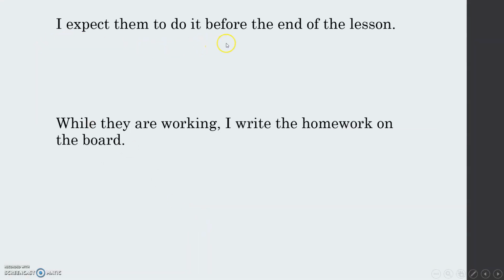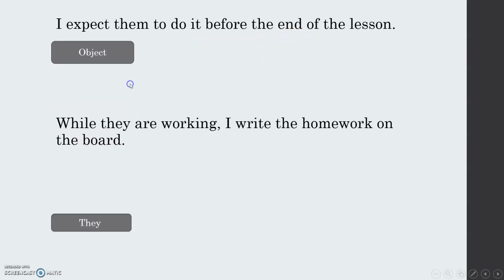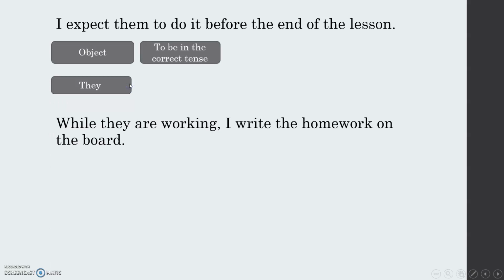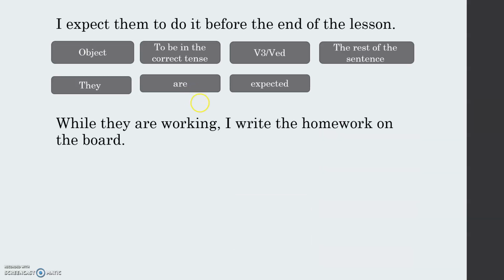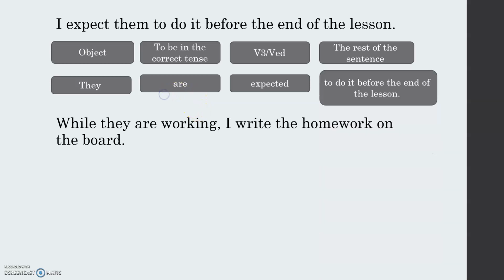I expect them to do it before the end of the lesson. What have we got here? We've got an object, they. To be in the correct tense, again present simple, they are. V3 or VED of expect, it's regular, ED on the end, expected. And then the end of the sentence. And look, the end of the sentence is a long ending. To do it before the end of the lesson. Just check. There aren't any verbs here. There's nothing to be done here. Okay, next part.